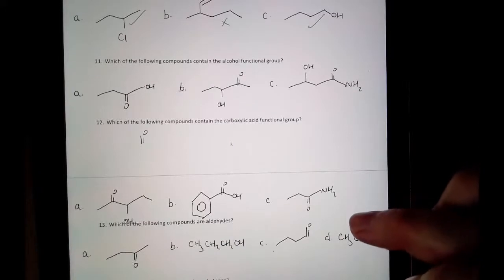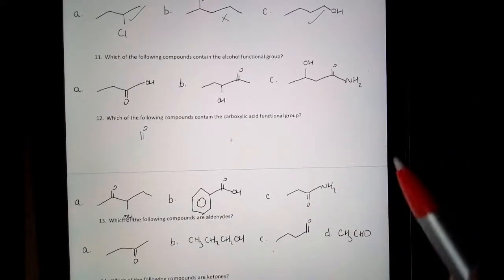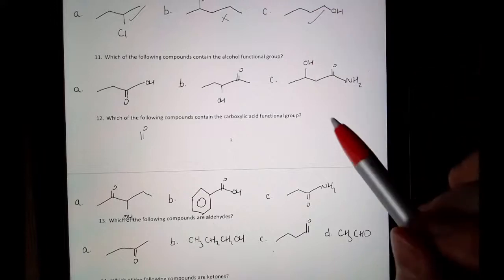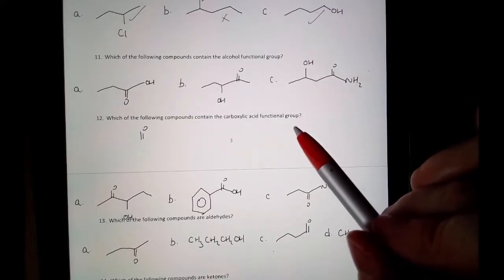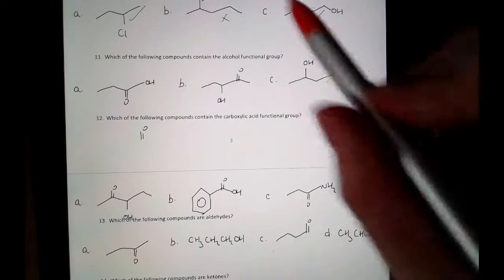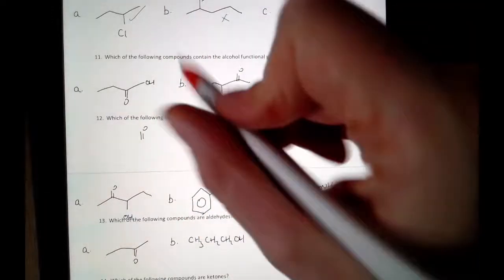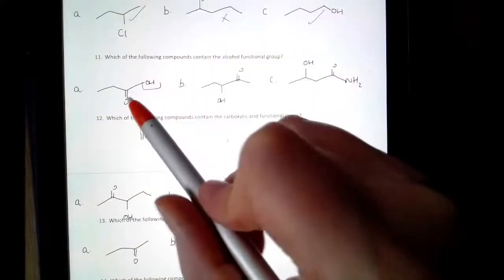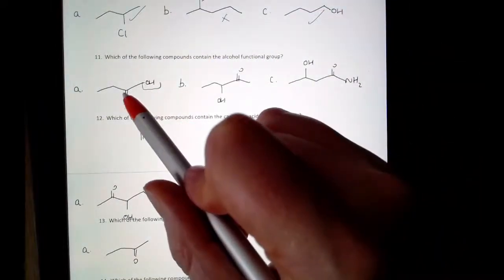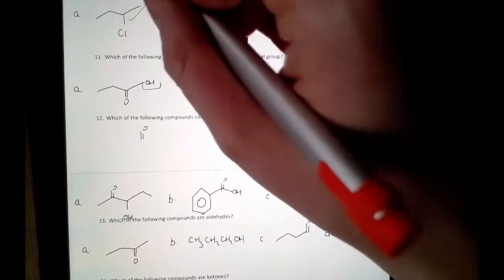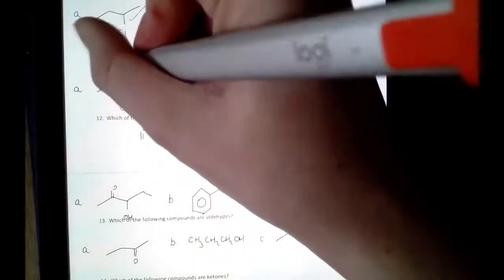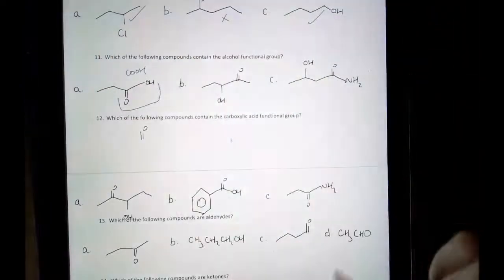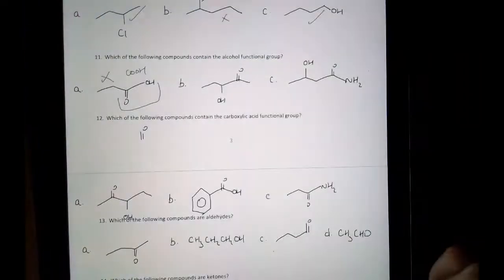Which of the following contain the alcohol functional group? The alcohol functional group is an OH, but be careful here, okay? It has to be just the OH on a carbon by itself. In the first molecule that I've got, yes, I do have an OH, but that OH is on the same carbon as a double bond O. This means that this whole functional group is what we call a carboxyl functional group. It is not an alcohol, it's a carboxylic acid, so I'm going to put a cross next to 11A.